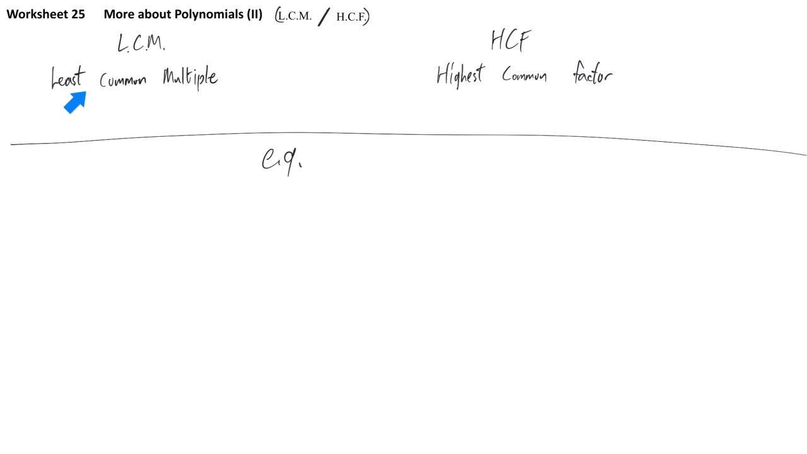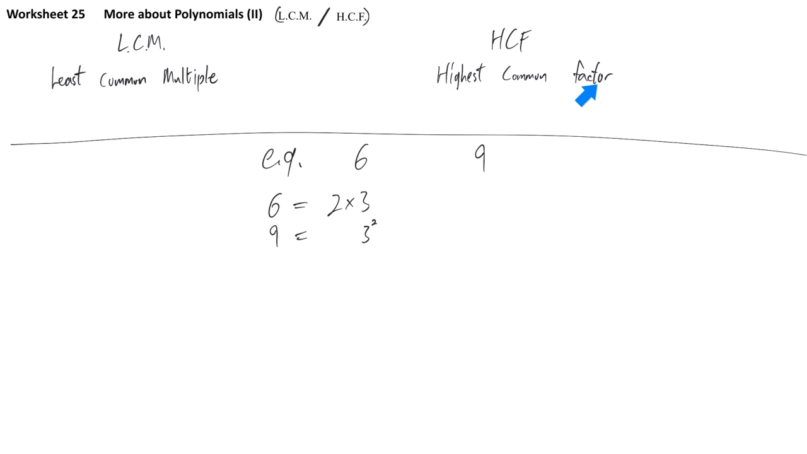This topic is talking about least common multiple and also the highest common factor, LCM and HCF. We learned about this in primary school, for example, like 6 and 9. If we want to get the LCM, maybe we can express 6 is equal to 2 times 3. 9 is equal to 3 times 3, that means 3 squared.